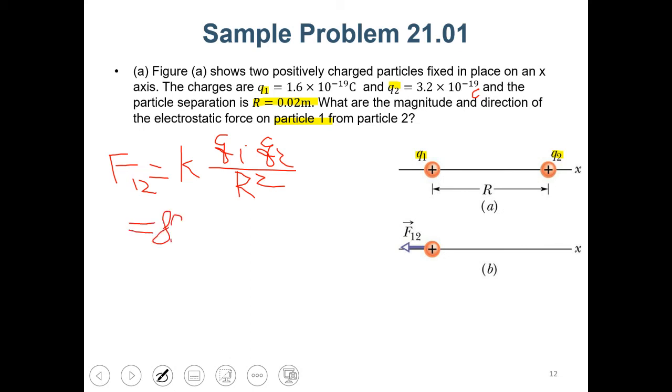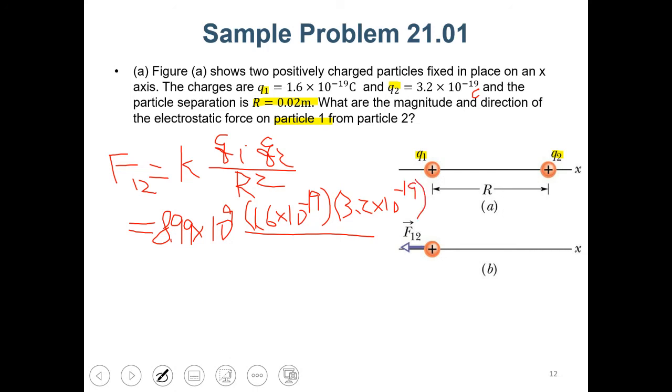k is 8.99 times 10 to the 9th, and then Q1 is 1.6 times 10 to the minus 19, and then Q2 is 3.2 times 10 to the minus 19. So r is 0.02 meter, squared. So the answer will be 1.15 times 10 to the minus 24 Newton.